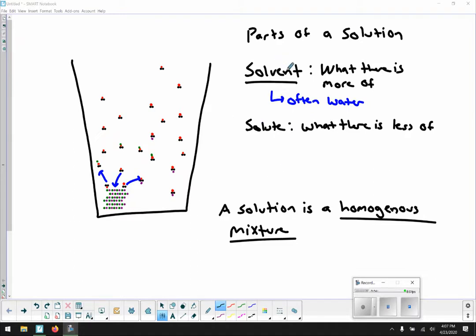So solvent is what there's more of, and for our purposes, generally it's going to be water. It doesn't have to be water, though. I want to make that clear. Not all solutions are based in water. And the solute is what there's less of, so you can think of it as what we're putting into water. And again, it makes a homogeneous mixture.